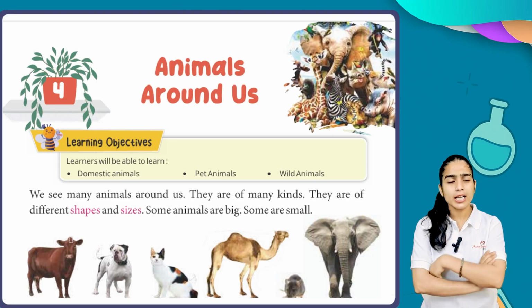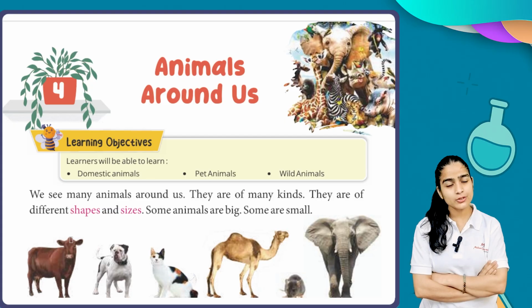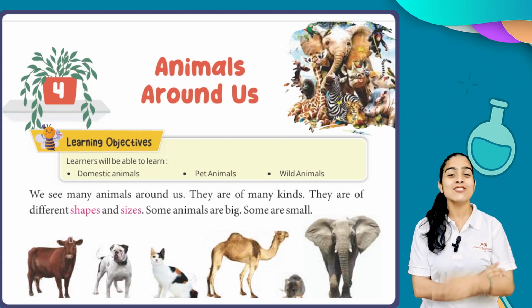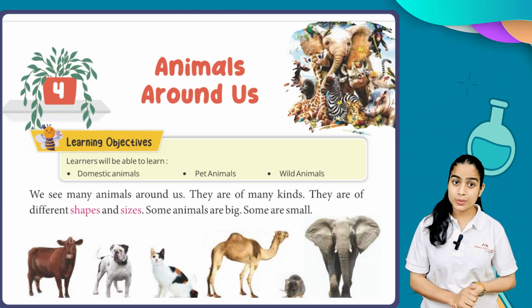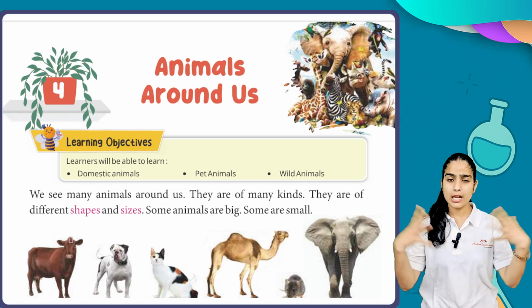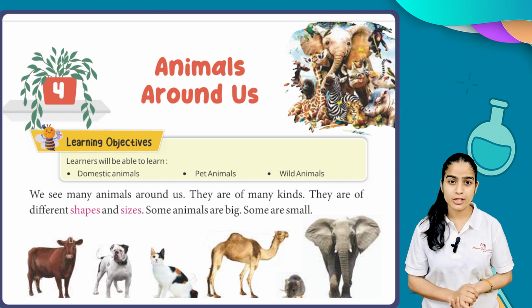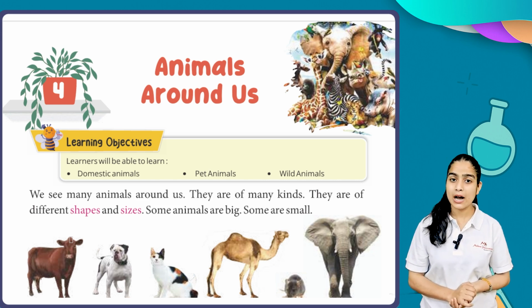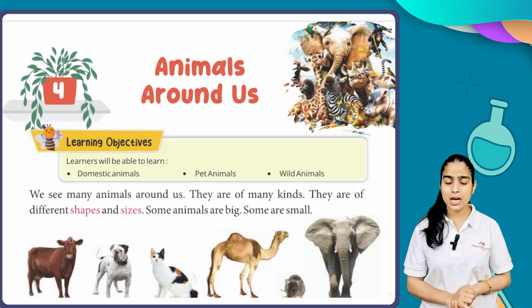Can you tell me which chapter we have to learn today? Think about it. Well done. Chapter number 4, Animals Around Us. We are going to learn about the animals we see in our surroundings. For example, puppy, cat, cow. These are the animals we see around ourselves in our surroundings daily.